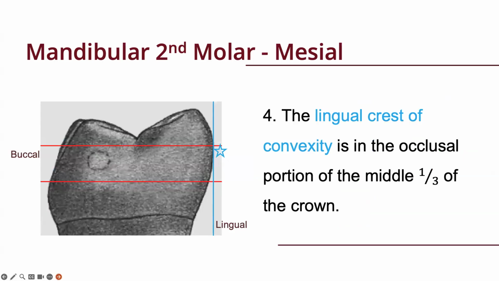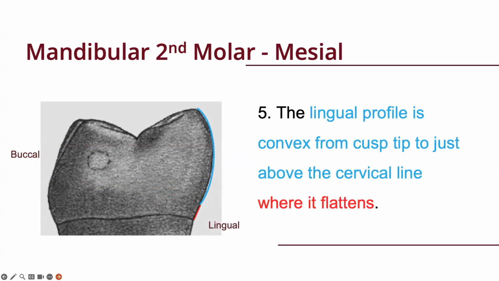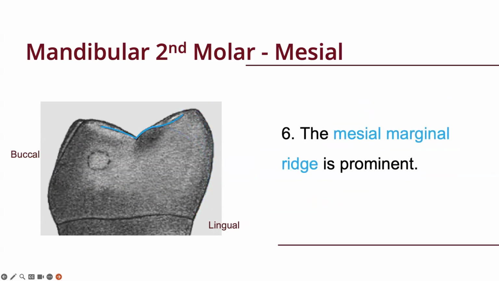The lingual crested convexity is in the occlusal portion of the middle third of the crown. The lingual profile is convex from cusp tip to just above the cervical line where it flattens. The mesial marginal ridge is prominent on the second molar, similar to the first molar, which also has a prominent mesial marginal ridge.